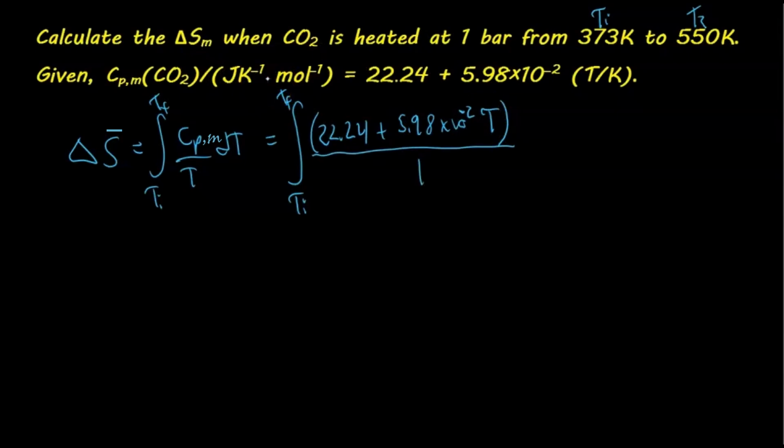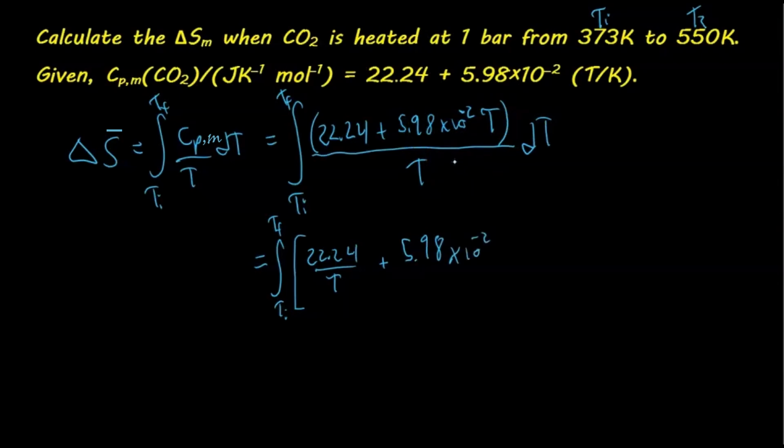Okay, so we'll plug in the rest. So T dT. Great. Now at this point, it's just evaluating an integral. So this is, I'll write it down here, the integral from Ti to Tf of, I'll split this up into two terms. So 22.24 over T plus, these T's cancel on this right-hand term, 5.98 times 10 to the negative 2. They canceled, there we go. And this is all dT here. So we can evaluate each term separately.